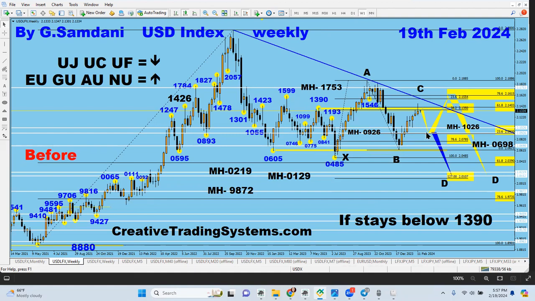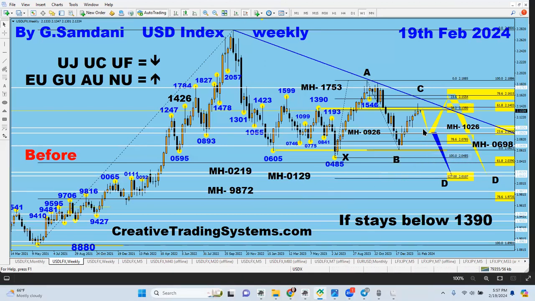Now, after that, it may continue dropping, break that area, then we will drop to 0698 and all the way into this area, 0129 or 0219. Right? The digits are the same. You can see that 0129 and here 0219, right? These two big levels, both are big levels.